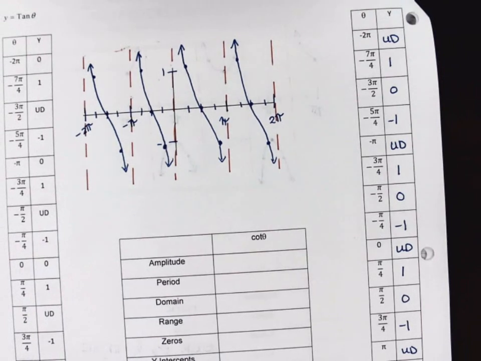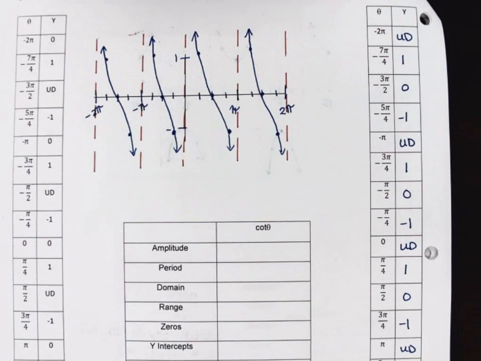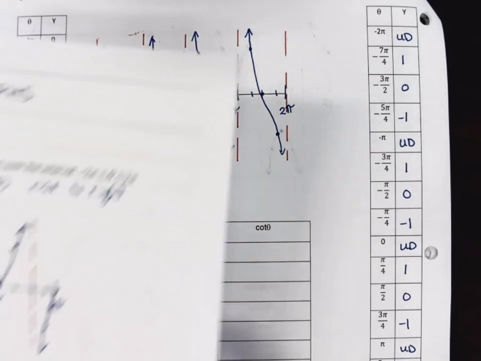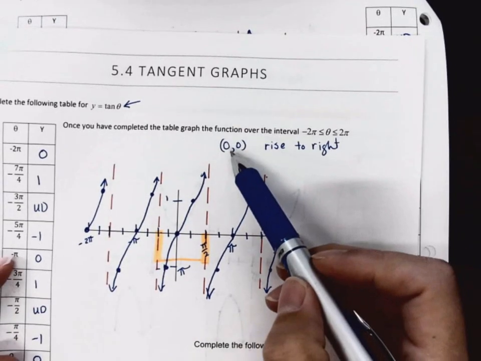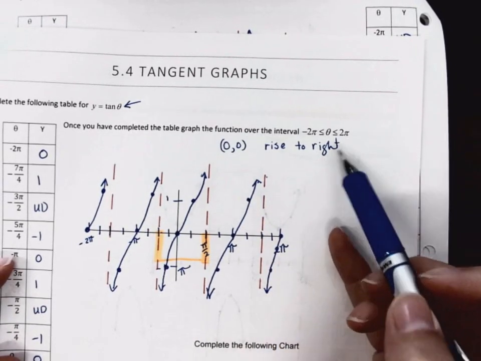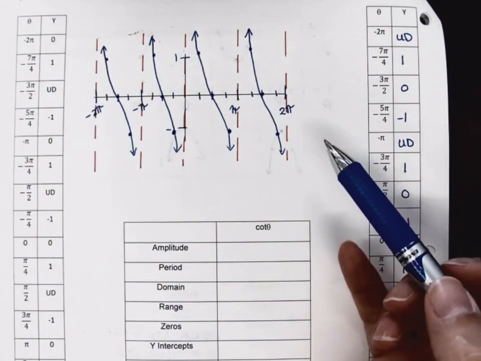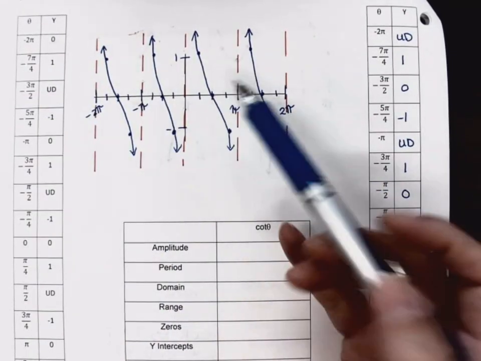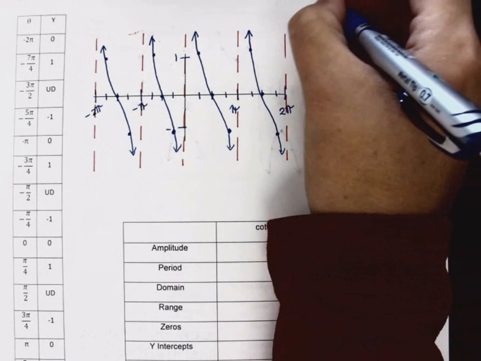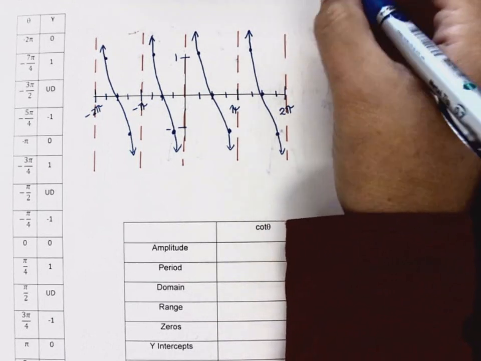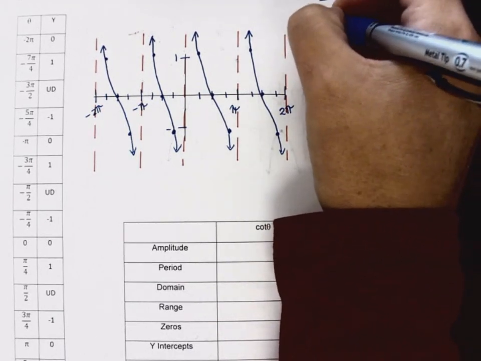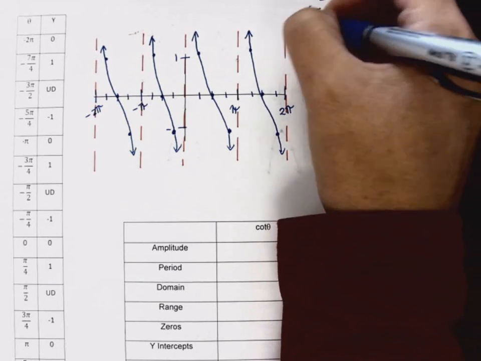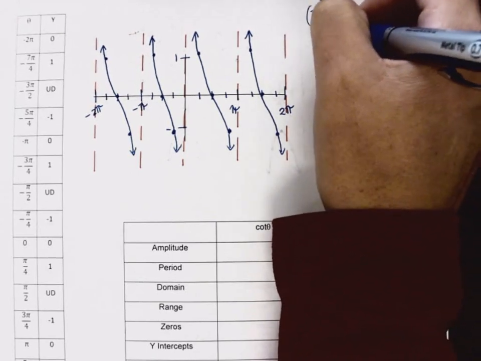All right, so I don't know if you remember from the other, oh, look at this. This works out so much better when I have it on 2 different pages. The tan graph, I said, started at 0, 0, and it rises to the right. This one, the cotan graph, starts at pi over 2 and 0, and it falls to the right. So it does the opposite.